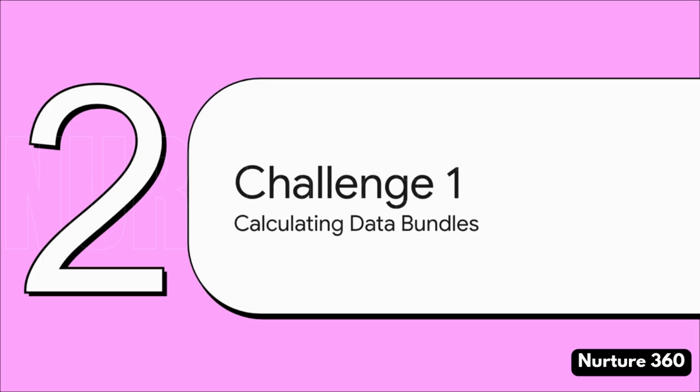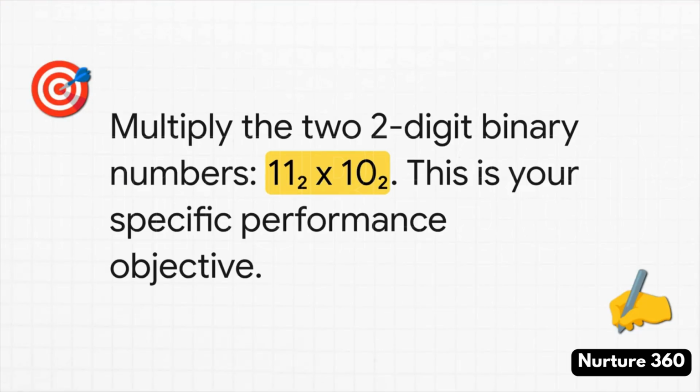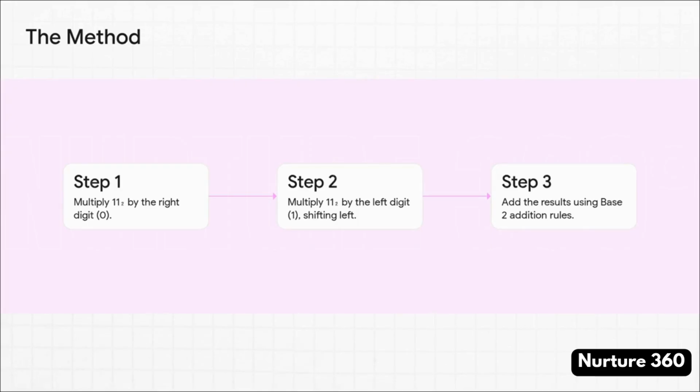Let's call it Challenge 1, Calculating Data Bundles. Let's see those new skills in action. Okay, here's your task. You need to multiply 11 base 2 by 10 base 2. Just a simple 2 by 2 operation to get us started. Let's break down how we're going to do it. Now, this whole method is going to look really familiar. It's basically the exact same long multiplication you learned back in school, just with way simpler rules.